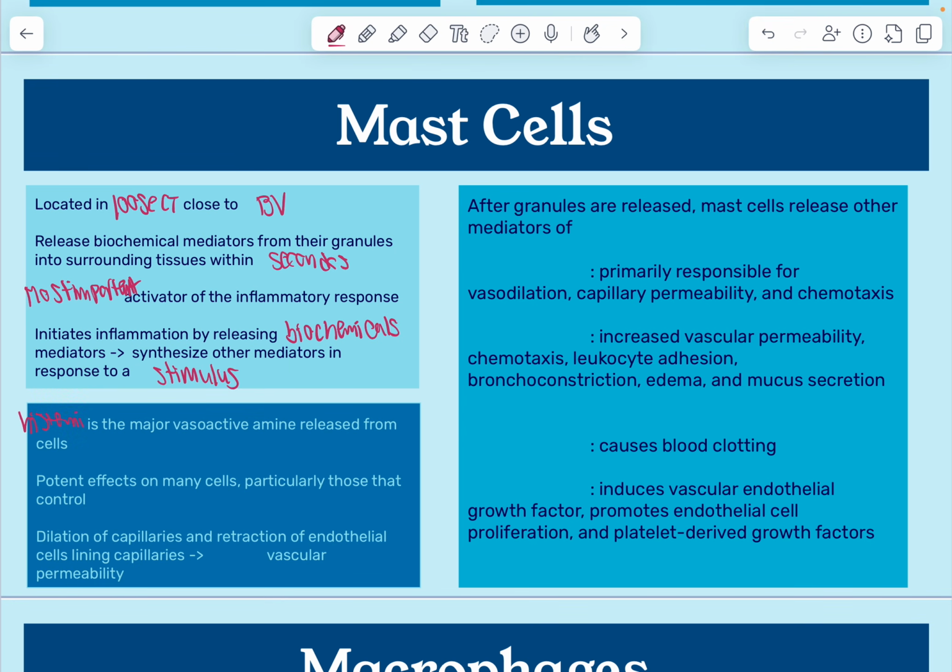Histamine is the major vasoactive amine that is released from this type of cell, and it has a potent effect on many cells, but particularly those that help control circulation. This is going to dilate capillaries as well as retract the endothelial cells that line capillaries, and overall this is going to help increase vascular permeability. After granules are released, mast cells release other mediators of inflammation.